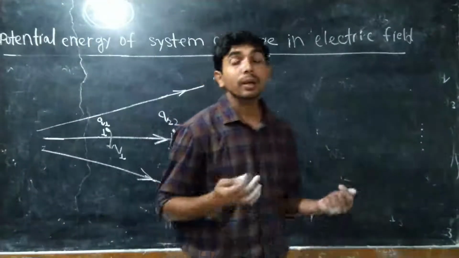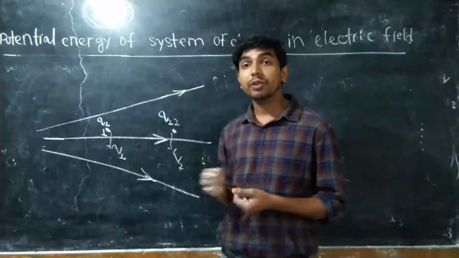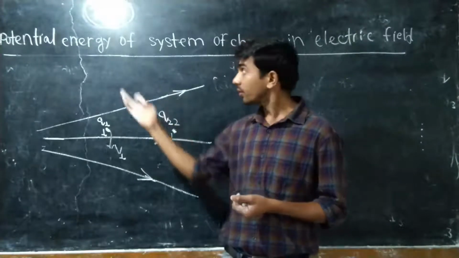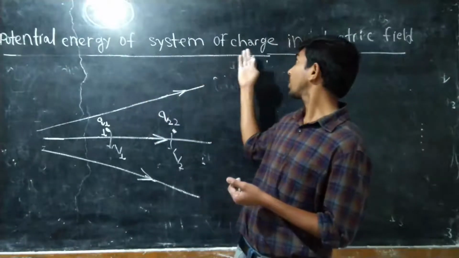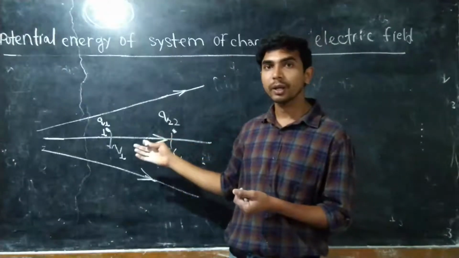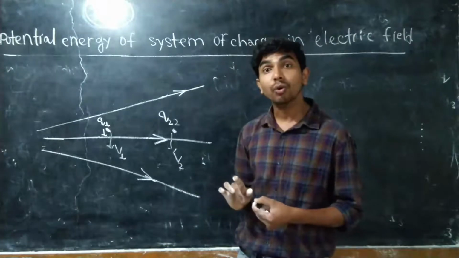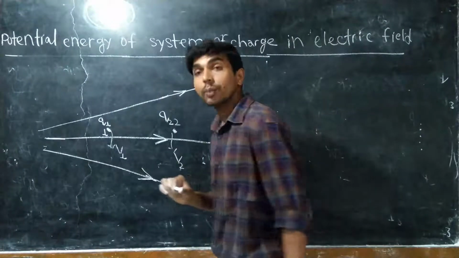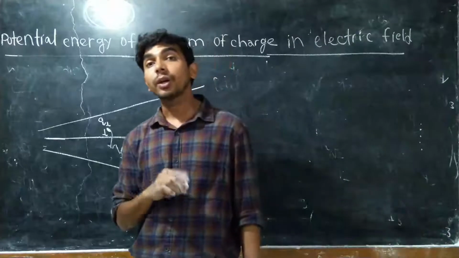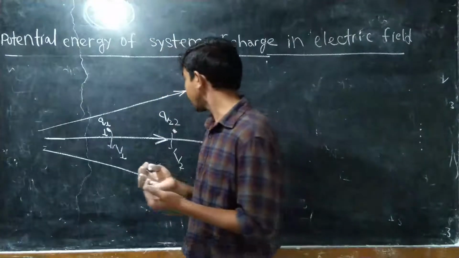So we are going to calculate the potential energy of this two charge system in an electric field, right? The electric field is present, and we are going to find the potential energy. So to calculate the potential energy, we have to find how much work done is needed.